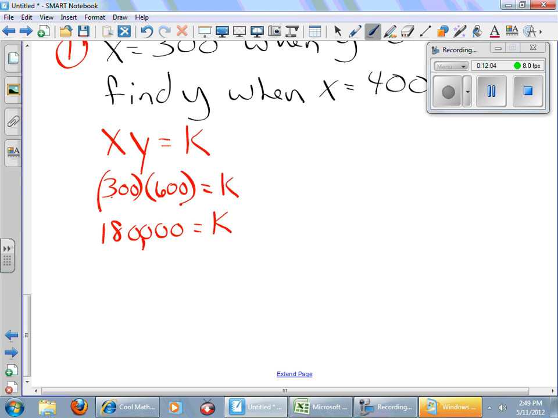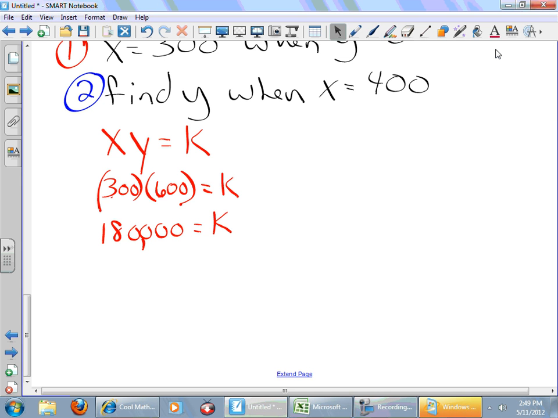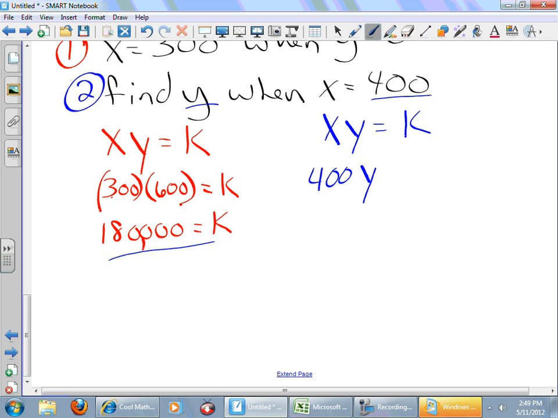All right, so step 2 is going to use the information from that part of the equation. So I'm going to use the same equation, xy equals k. I know that x is 400. y is what I'm trying to solve for. And k is 180,000. Well, it's a one-step equation. I'll divide by 400. Divide by 400.